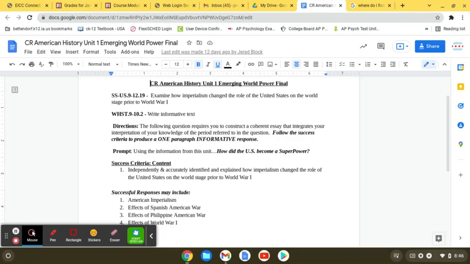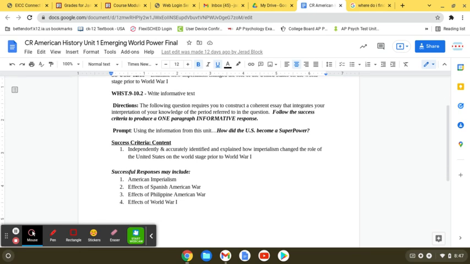For this assessment for American History, Unit 1, Emerging World Power Final, you are going to write a one paragraph informative response based on imperialism and how it changed the role the United States played prior to World War I. The following question requires you to construct a coherent essay that integrates your interpretation of your knowledge of the period referred to in the question.